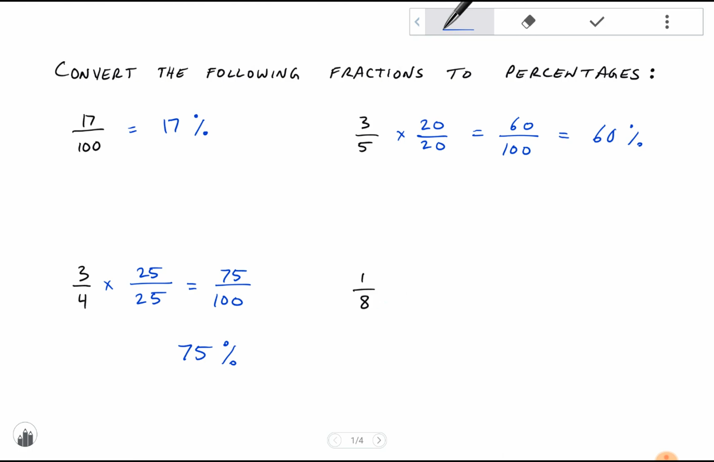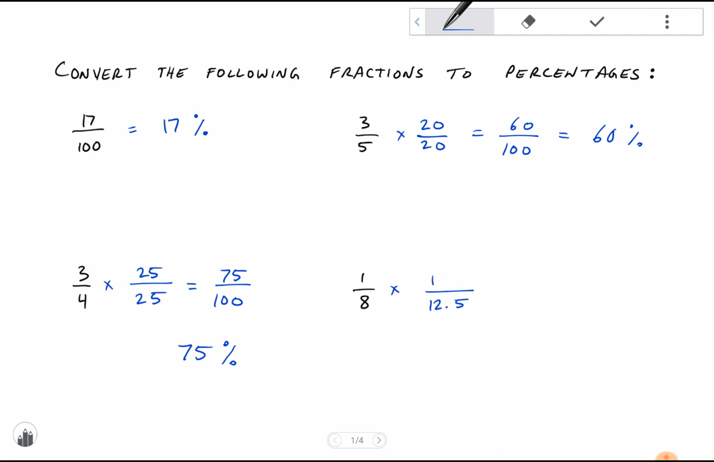8 cannot as easily be multiplied by a value to get 100. However, when you do more of these questions, it will be a little bit more obvious. For instance, here it's 4 times 25 to get 100. Well, 8 is double 4. So if I multiply that by half of the amount of 25, which is 12 and a half, or 12.5, 8 times 12.5 is actually 100.